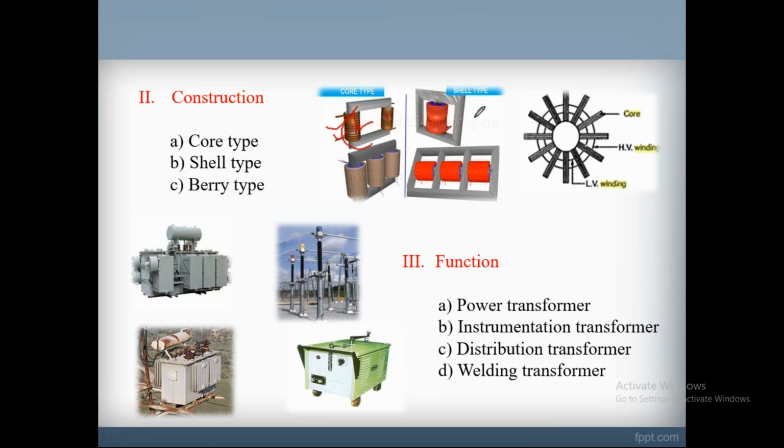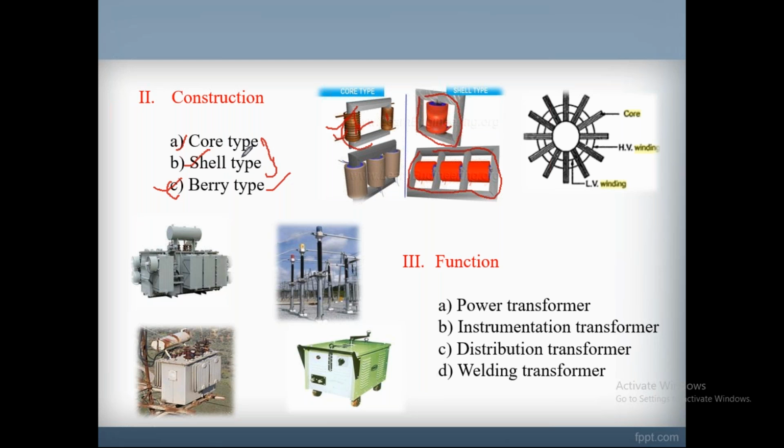Now if you see the shell type transformer, the outer surface, the outer area belongs to the core. If the outer area is the core, then we can call it a shell type transformer. And the final thing is berry type. Now this berry type transformer is not used in real-time applications. The reason behind this is that it requires more material and more space. That's why we are not using this type of transformer in real-time applications. Most probably we are using core type and shell type. And you may get 2 marks for this question.